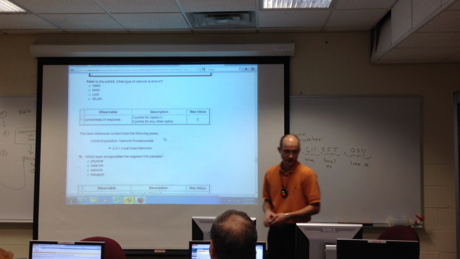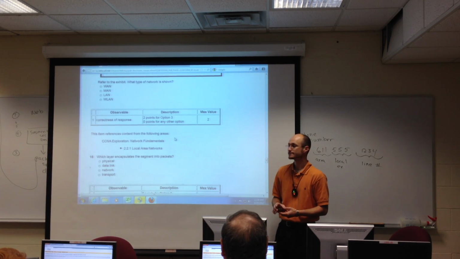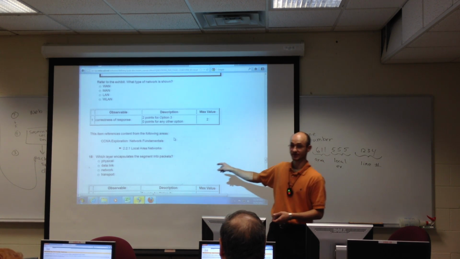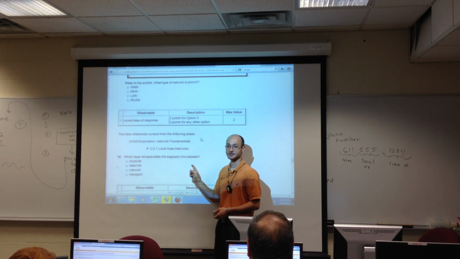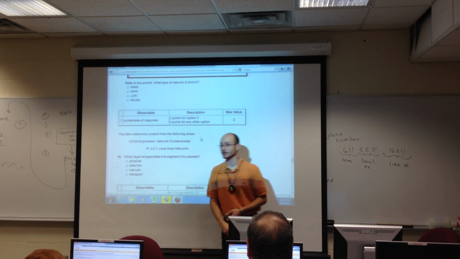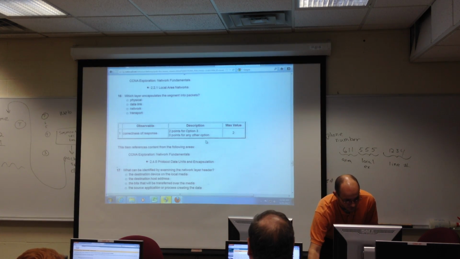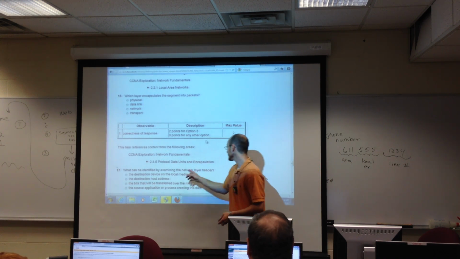Which layer encapsulates the segments into packets? Be careful. It doesn't say which one does it put into segments, but segments into packets. And we're looking at the network layer. Know that OSI model, can't say it enough.